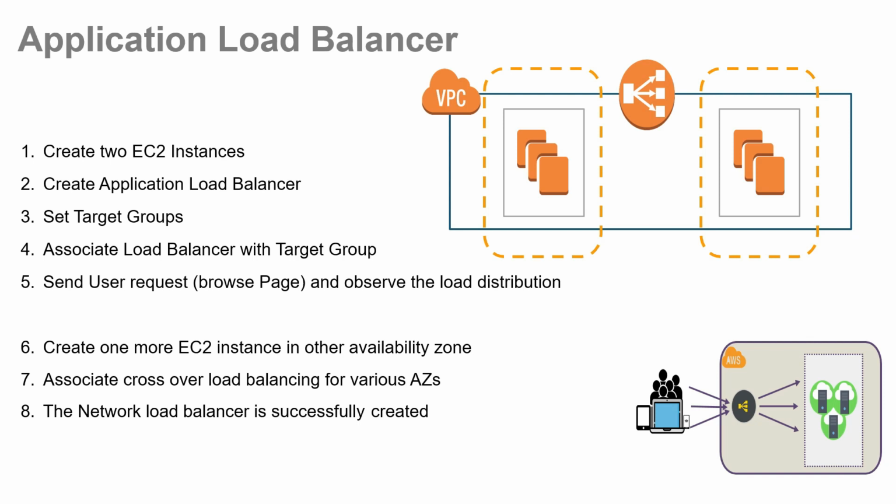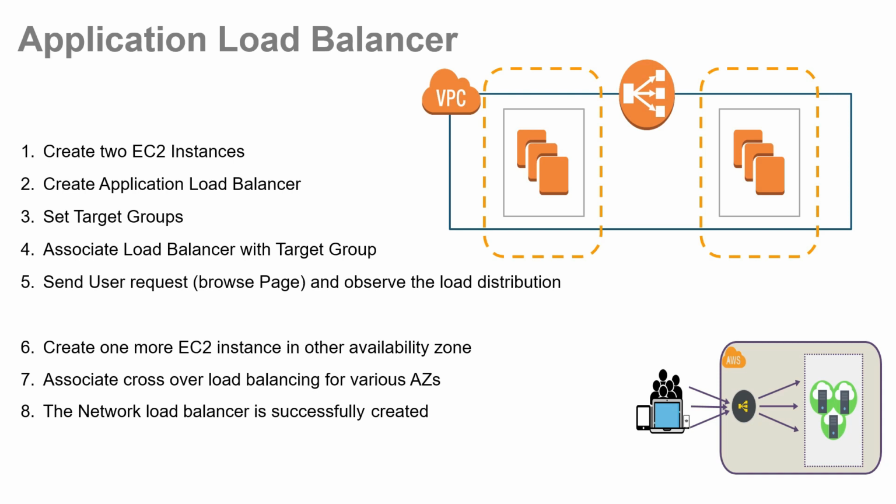Also, we can do the kind of cross zone load balancing. That means we may have instances that are running in the same availability zone, or we may have instances that are running on different availability zones in the same region. So the load balancer can also uniformly distribute the incoming request to the multiple instances which are spread over multiple availability zones. In the classic load balancer, by default, this cross zone feature is not enabled.